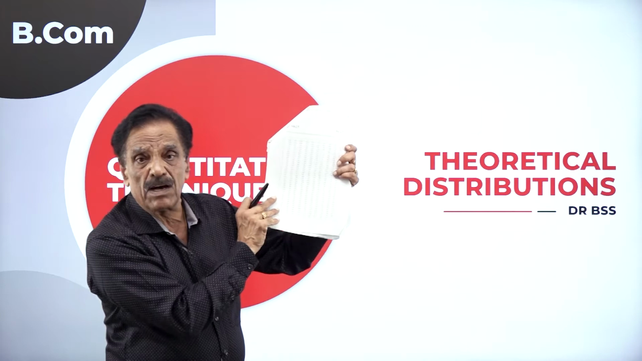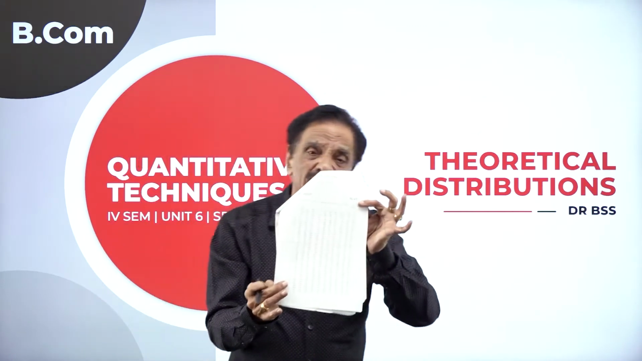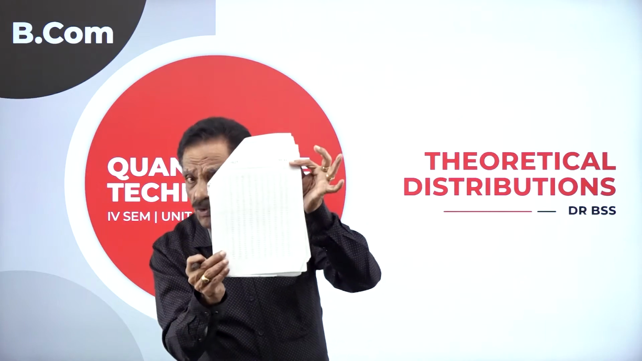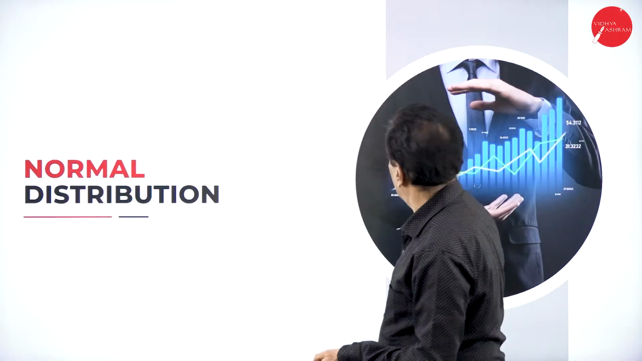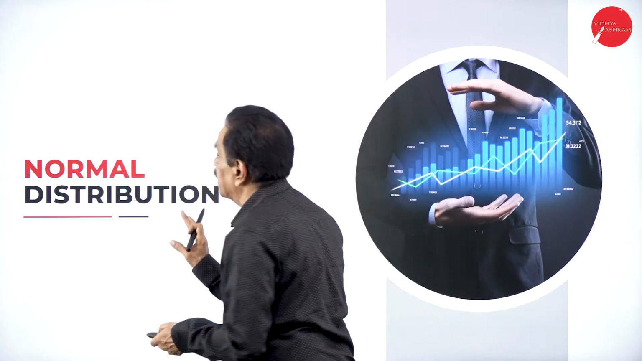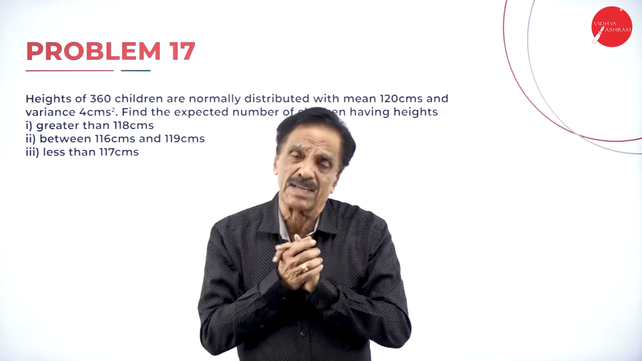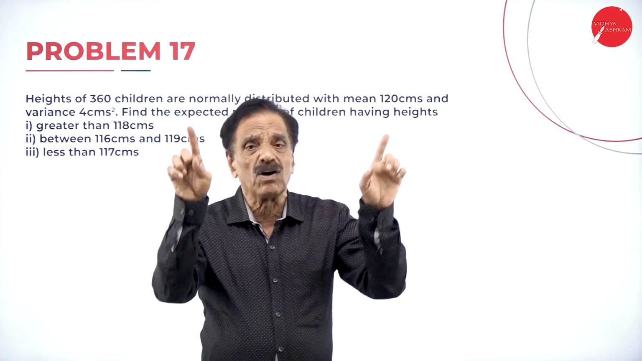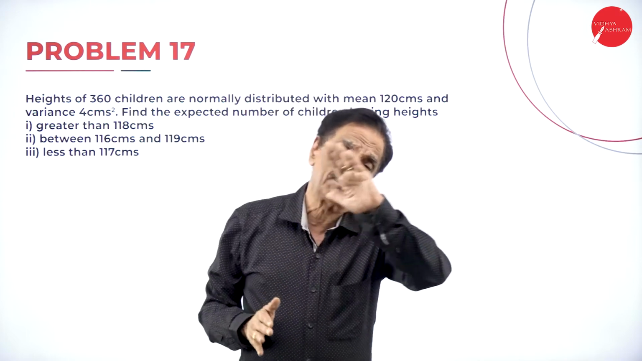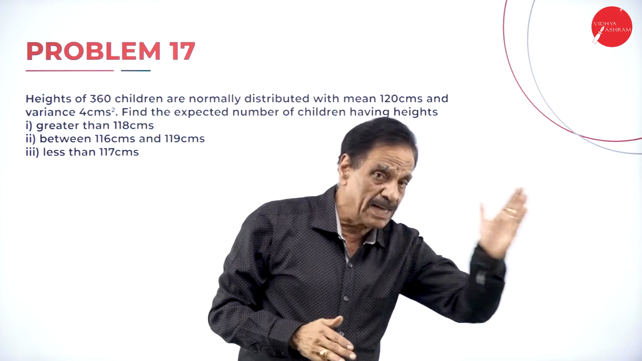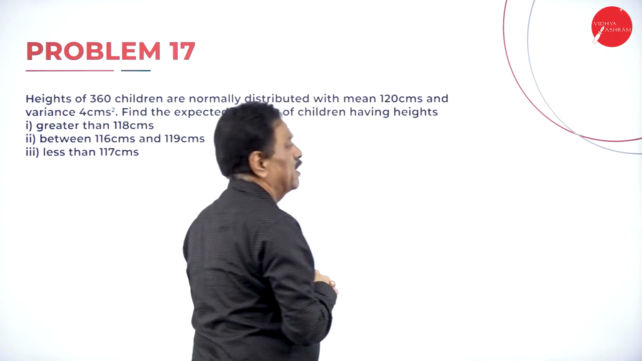The normal curve table, the normal distribution table from 0 to z, is provided by the university. We'll move on to the problem now. The major point I told in the last session: when we have more than, it will go to the right side. If it is less than, it will go to the left side.